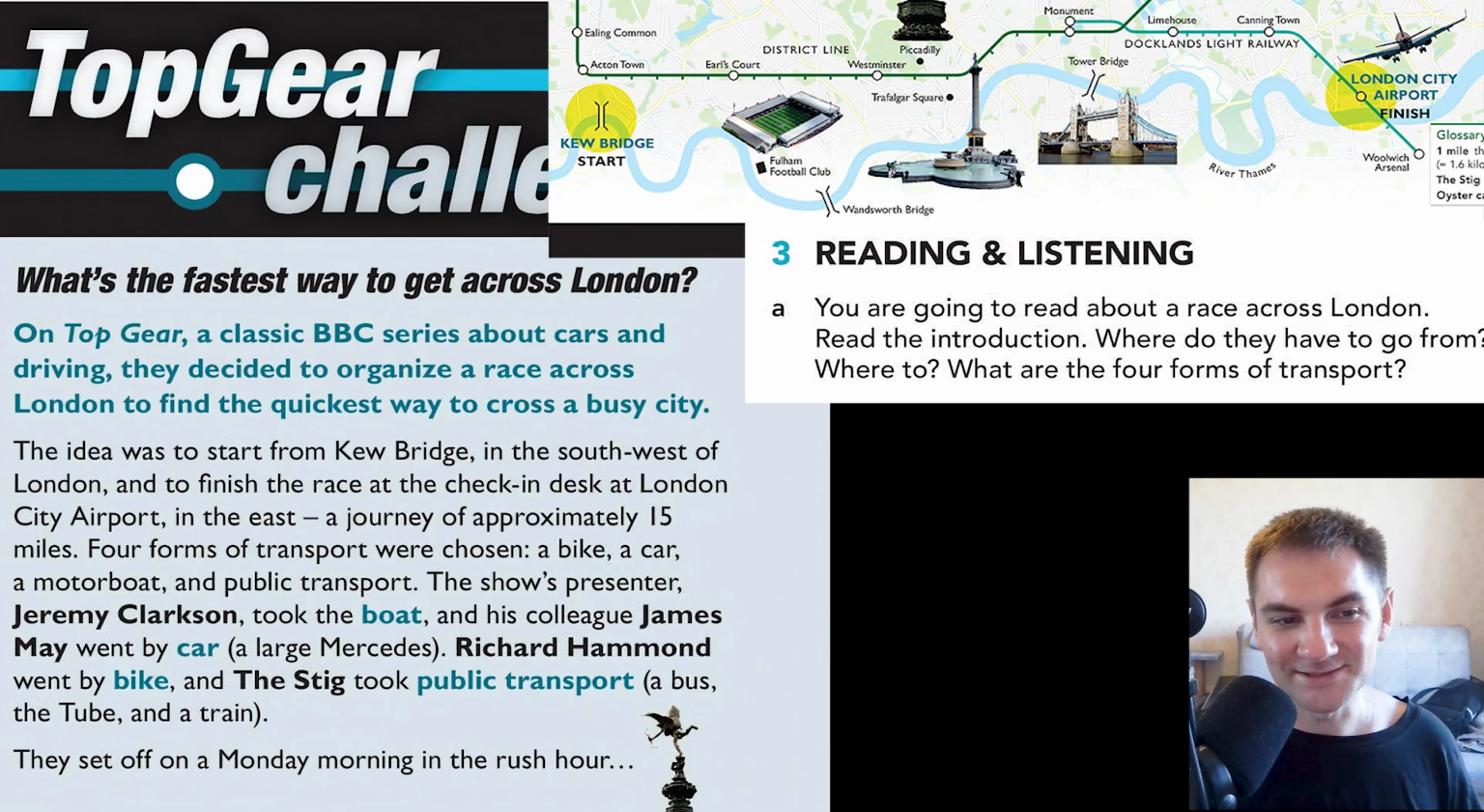Okay, let's check it straight away. You see, the race starts at Kew Bridge and finishes at London City Airport. The 4 types of transport are a boat, a car, a bike, and public transport, and they are going to compete with each other. So, here is the introduction.